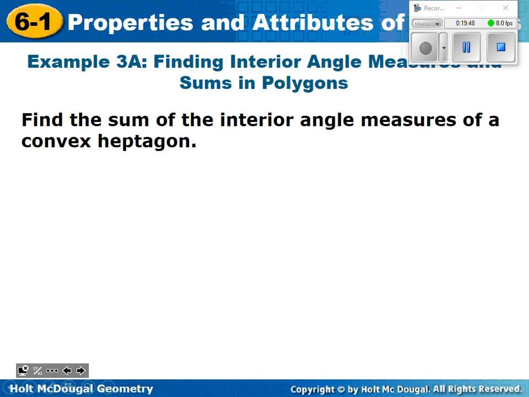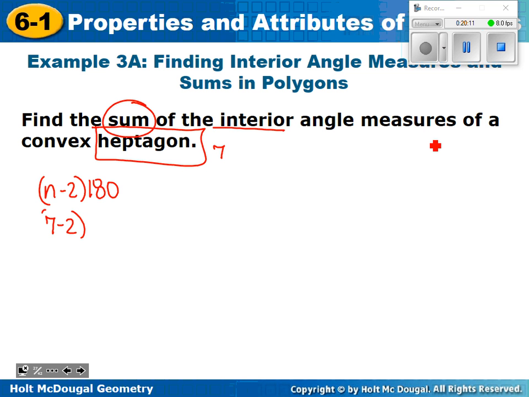So first question, find the sum, look for your keywords, sum of the interior angle measures of a convex heptagon. So heptagon, Alexa said, is 7 sides. So what formula would we use if we want to know the sum of the interior angles? Okay, we start with n minus 2 times 180, and then we plug in 7. What's 7 minus 2? 5. And 5 times 180? 900 degrees. Don't forget your degree symbol because it is an angle measure.